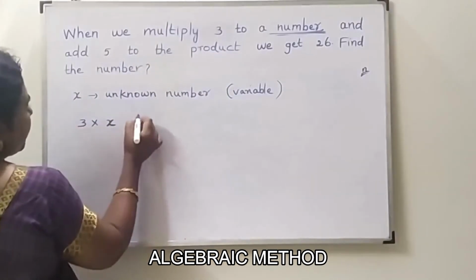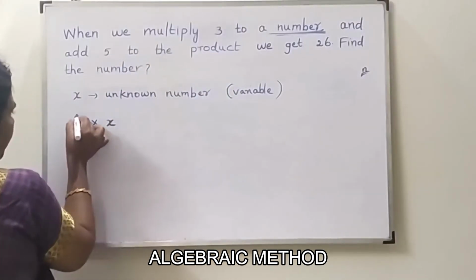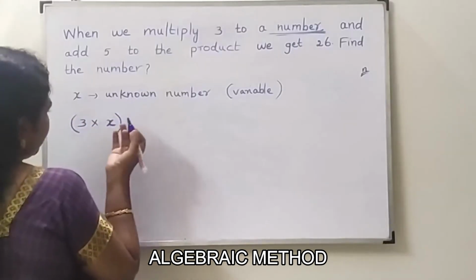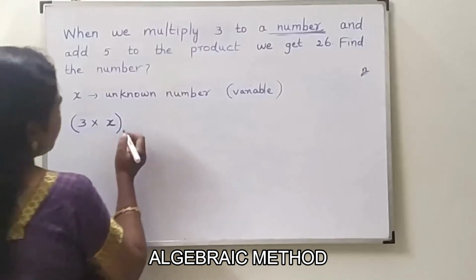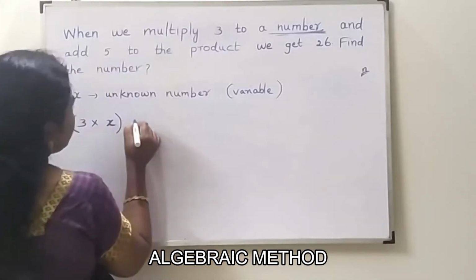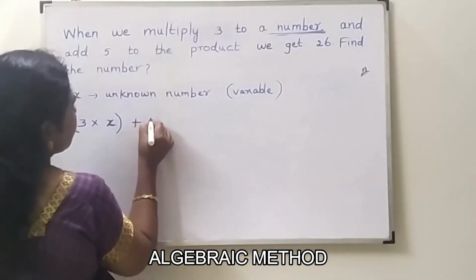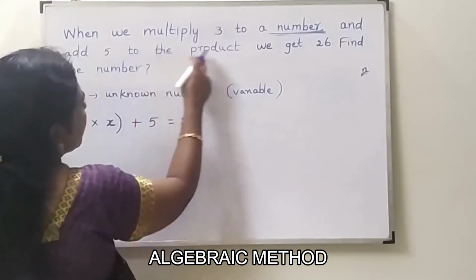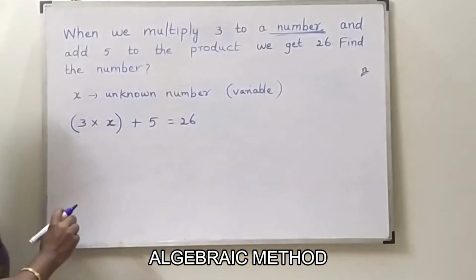To this product we have to add 5. In order to avoid confusion, we can use brackets. It is not necessary also. If we want, we can use. Okay, so 3 into x plus 5 is equal to 26. So to the product we get 26. So it is equal to 26.